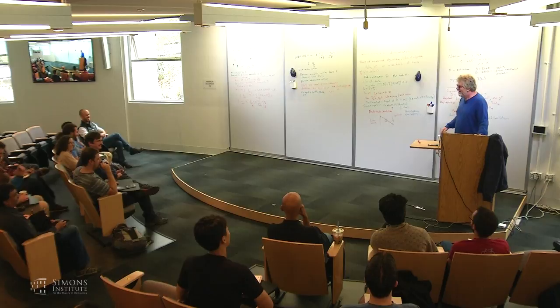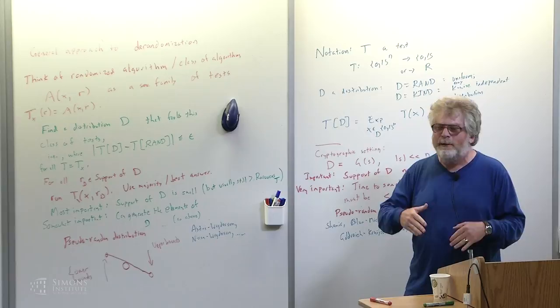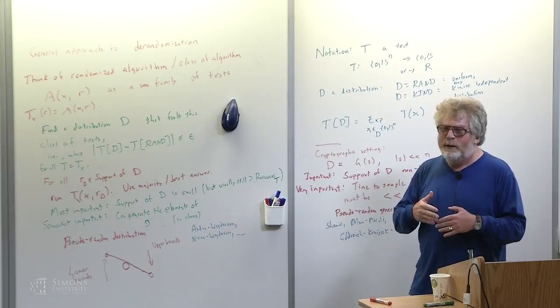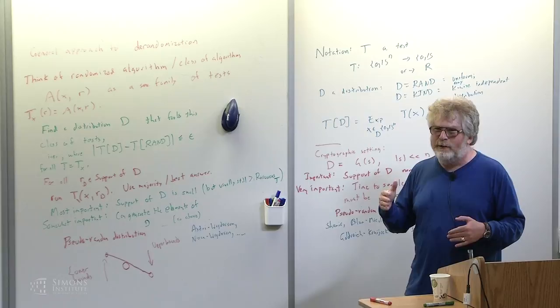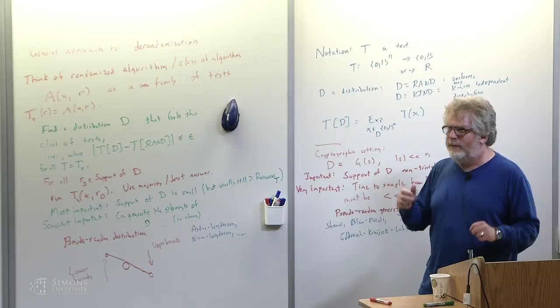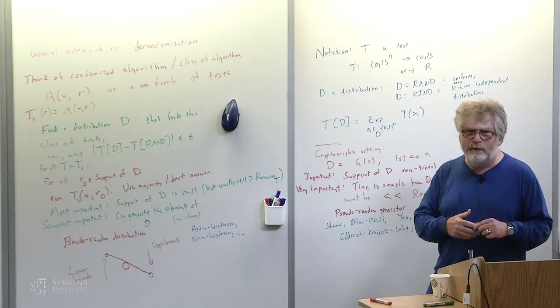So the plan is to talk about derandomization based on specific lower bound techniques for an hour, namely the Braverman proof of the Nisan-Linial conjecture, and then in the second hour talk about generic connections between hardness, lower bounds, and derandomization.